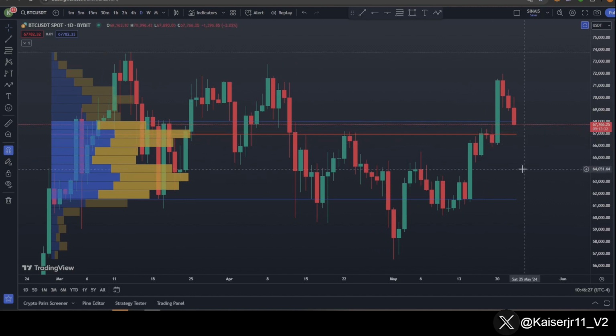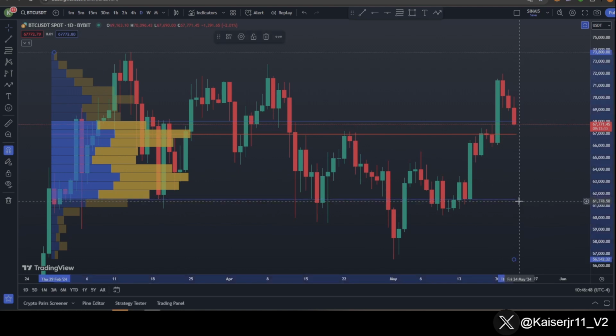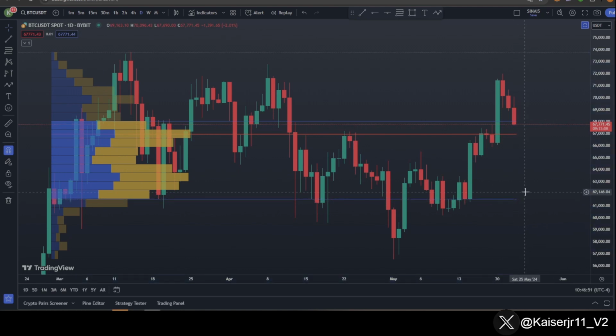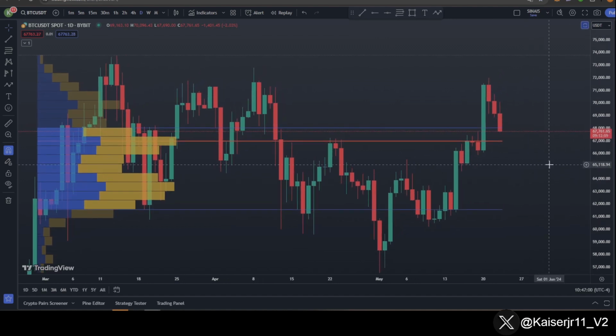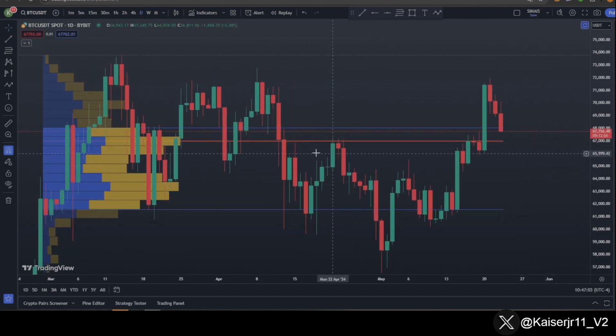So the point of control is the strongest point, all right? As you can see, support, resistance. We broke, and if we lose, you're watching this blue line here, it's the value area high of this range. This blue line down here is the value area low, all right? You have all the points that matter now. The point of control is the strongest of all. Here, actually, the value area high is pretty close to the point of control.